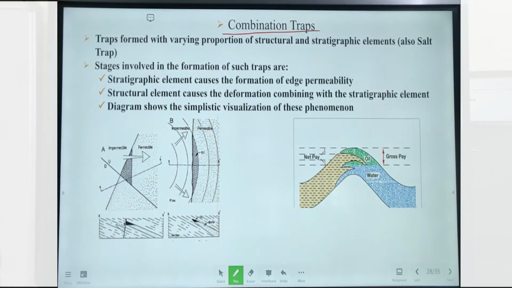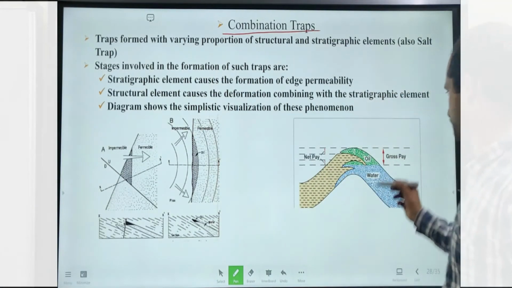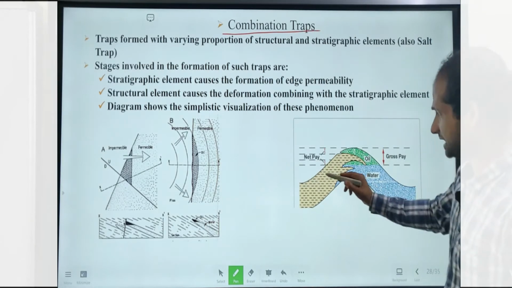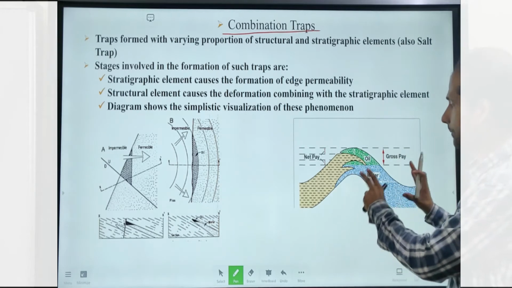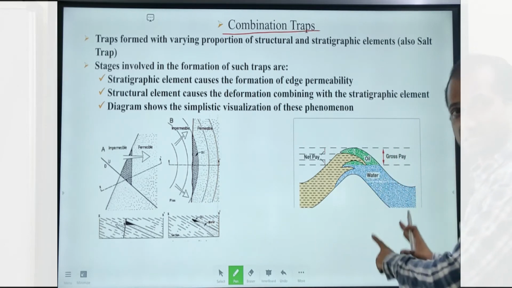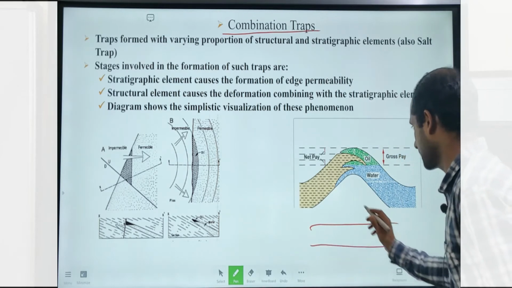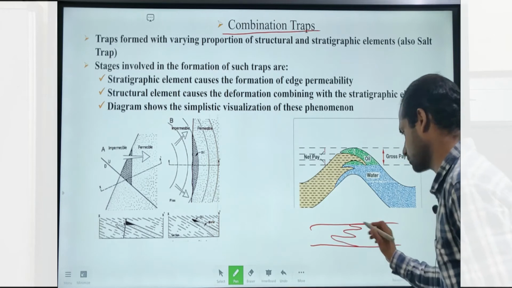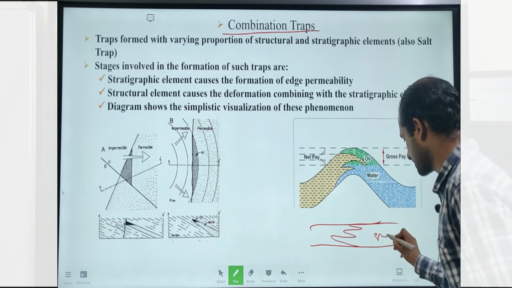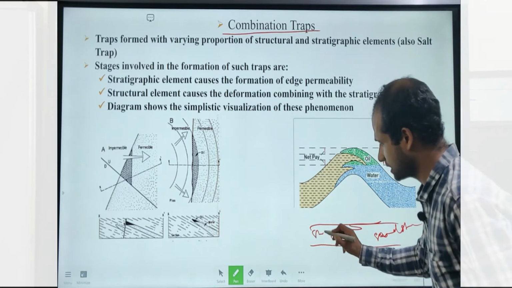So how does the accumulation occur in the combined trap? Over here you can see, this is a very good example. Here you can see this is one structure, but this structure was initially a stratigraphic trap. It would have been like this. There was sand, this is how the deposition would have taken place. Here it was sandstone or sand, and here it was shale.